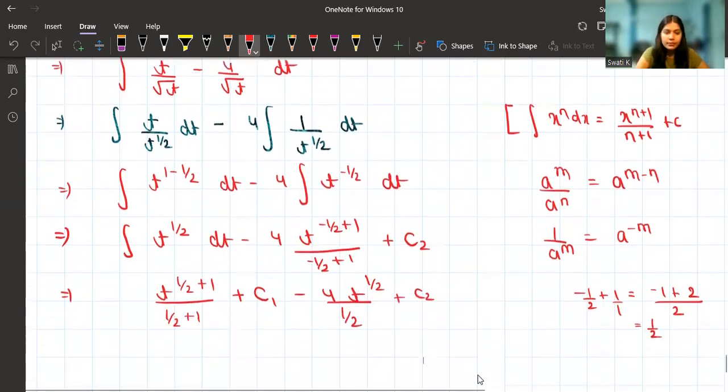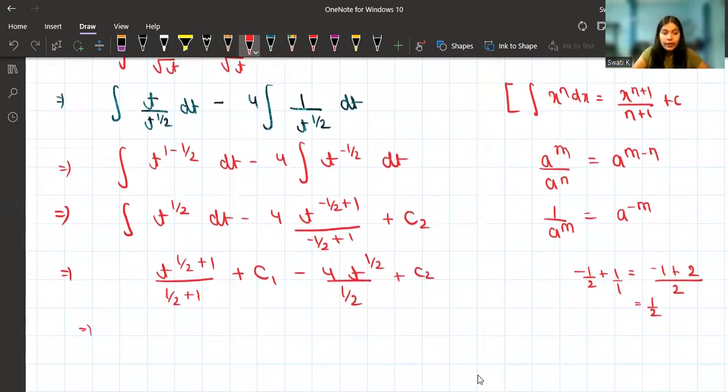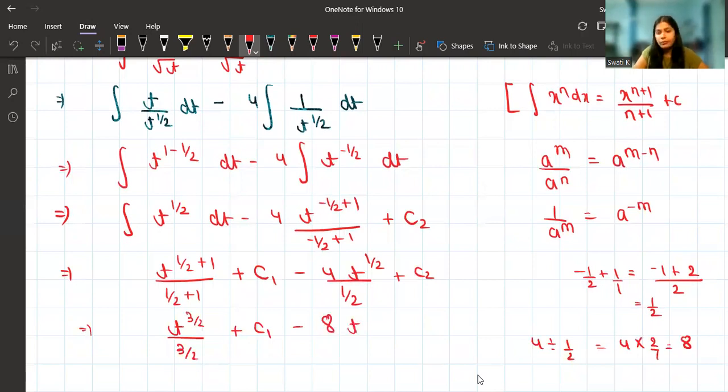And let's simplify this further. Now this, if you simplify after taking LCM, this will become 3 upon 2, and this is, of course, 3 upon 2 plus constant of integration, and this is 4 upon 1 upon 2. So this 2 will go in the numerator because 4 divided by 1 upon 2 is the same as 4 times 2 upon 1. That is 8 upon 1, which is 8 only. So it is 8, and then t is t, and then 1 upon 2 you can also write like this, and then plus C2.